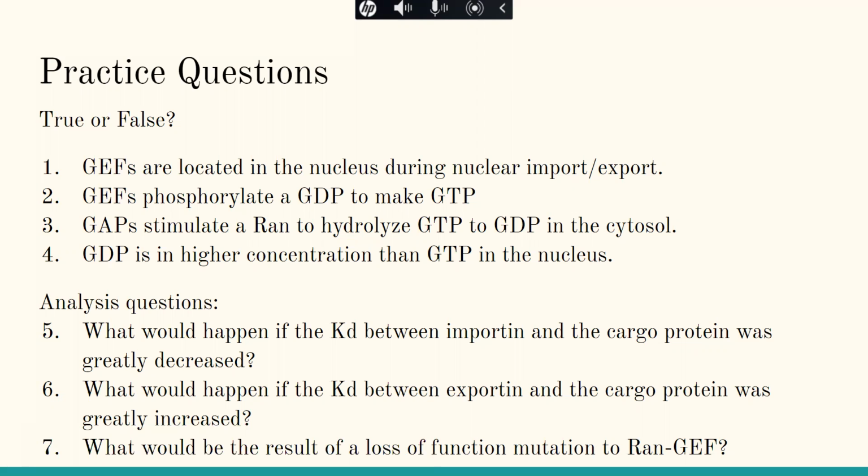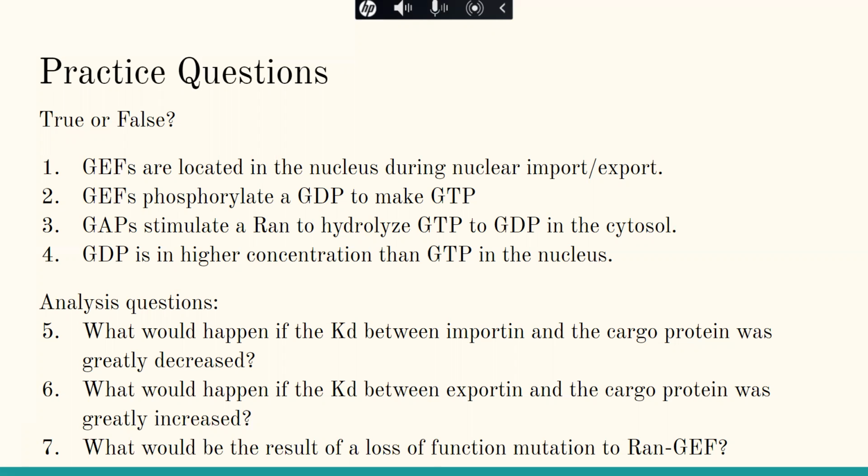False, and that's why GDP can diffuse into the binding pocket. Right, exactly. So we have: number 1 is true, 2 is false, number 3 is true, number 4 is false. Good job. All right, so number 5: what would happen if the KD between importin and the cargo protein was greatly decreased?